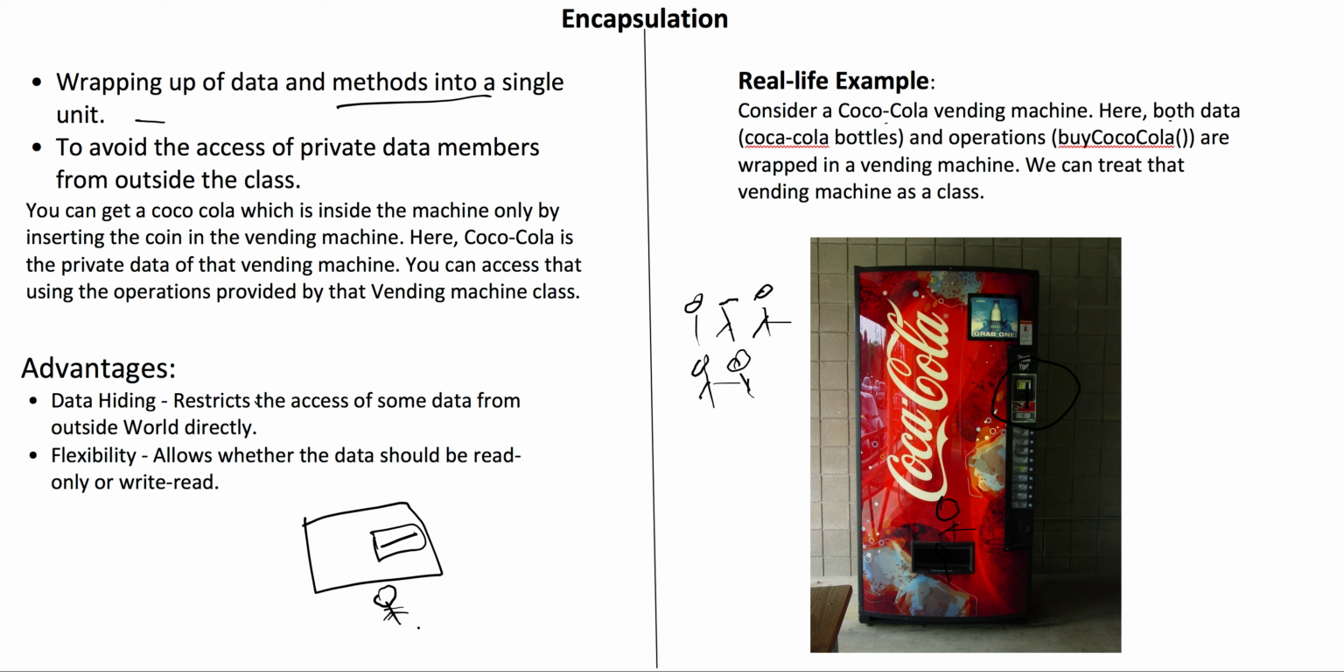So that's the privilege of a normal user. ATM officials and ATM supervisors can insert or refill the amount inside the ATM machine. Here people have different privileges. So based on the privilege, the ATM machine can be accessed. That's called flexibility. It allows whether data should be read only or read write.